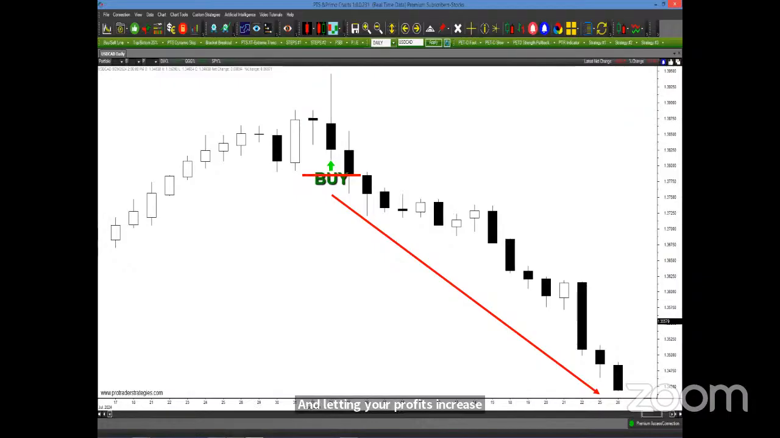Now, it's not guaranteed that each and every trade will have this. Sometimes you will have minor losses, but if you're able to use proper trade management, you can keep your losses to a minimum.